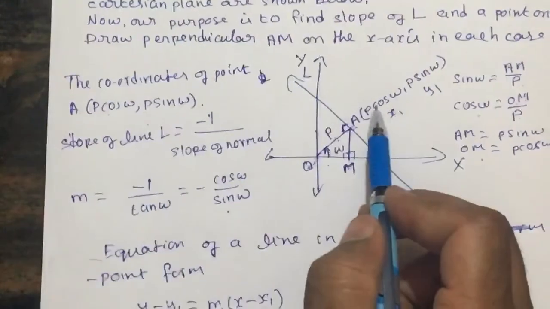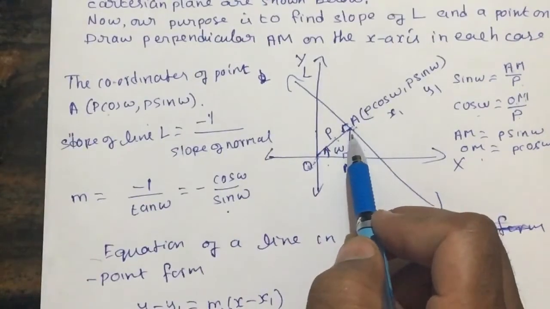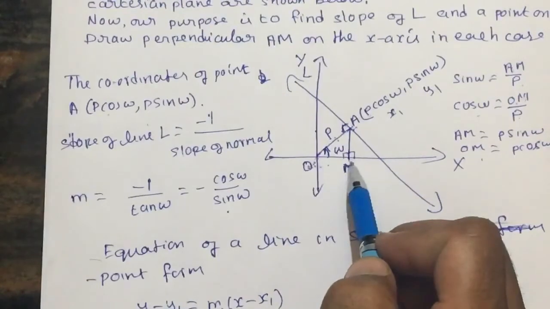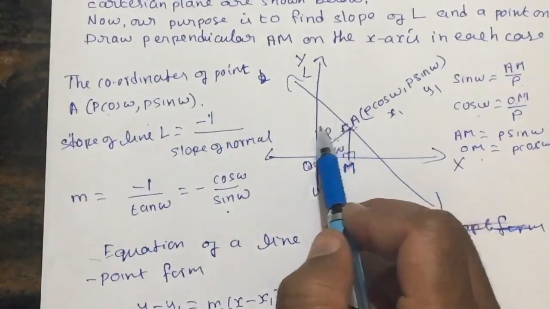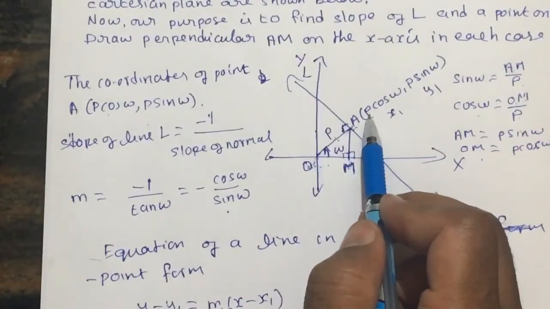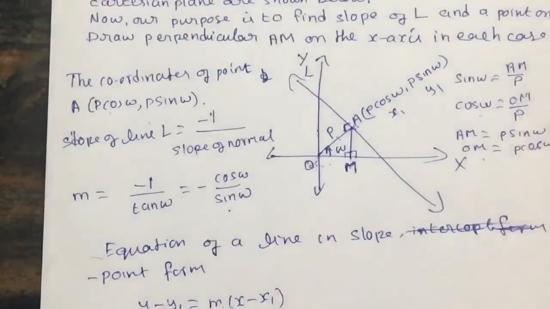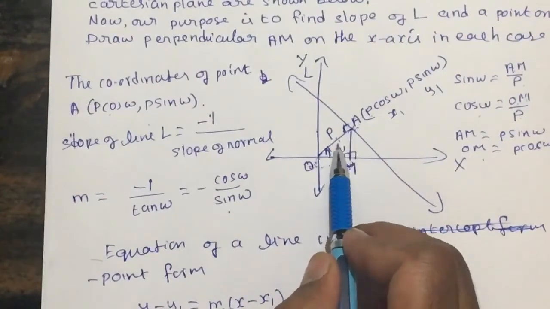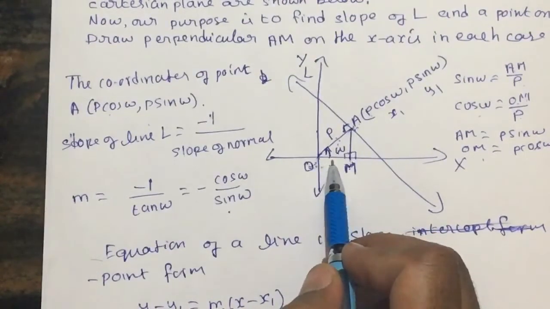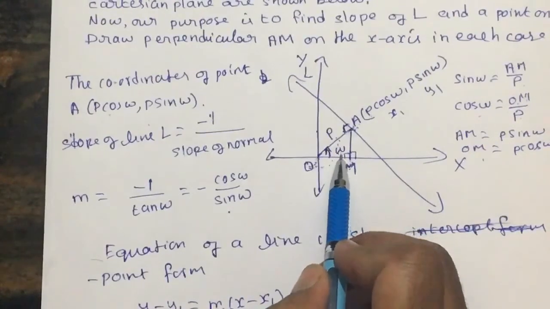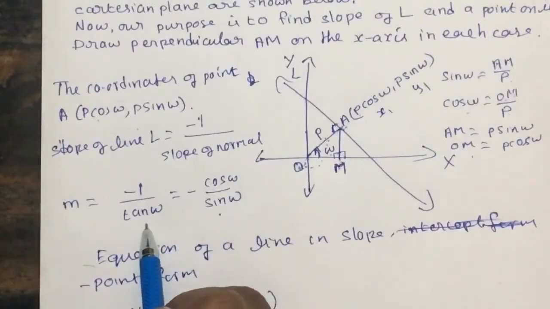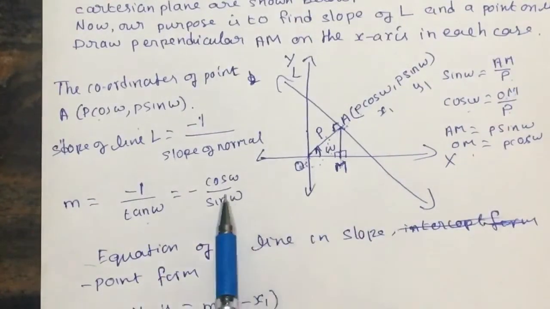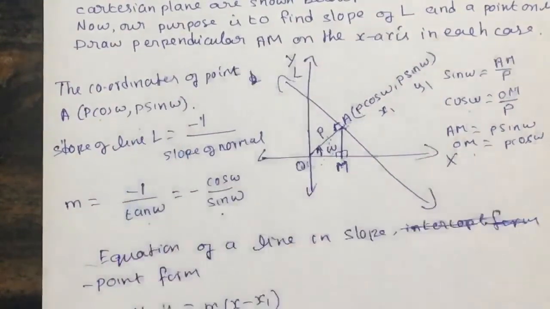Therefore, the coordinates of point A are nothing but OM and AM, that is the distance from the origin in the direction of the x-axis and y-axis. So the coordinates are P cos omega and P sin omega. Now the slope of the line L is minus 1 by the slope of its normal. Slope of the normal is given by tan of the angle inclined in the positive direction of x-axis, that is minus 1 by tan omega, that is equal to minus cos omega by sin omega. Now we know the slope of the line and also a point on the line.